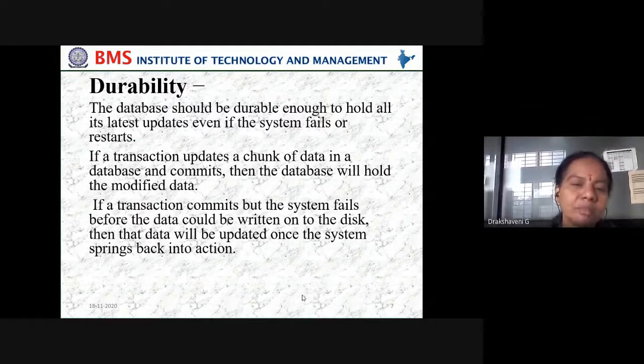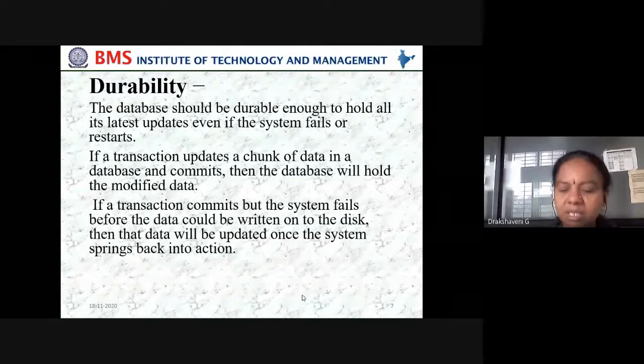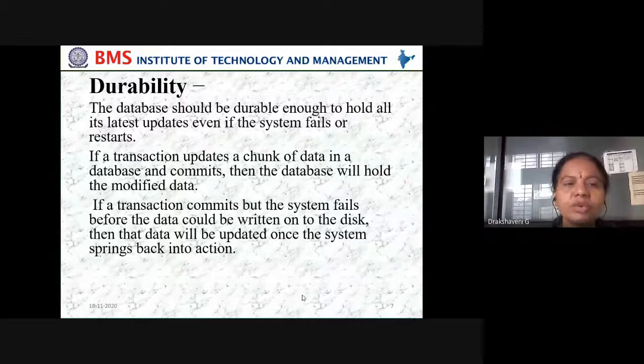If a transaction commits but the system fails before the data could be written on to the disk, then that data will be updated once the system springs back to action. So that's what we are doing here, saving the file, saving everything. So that should be present. So that is what is called durability.